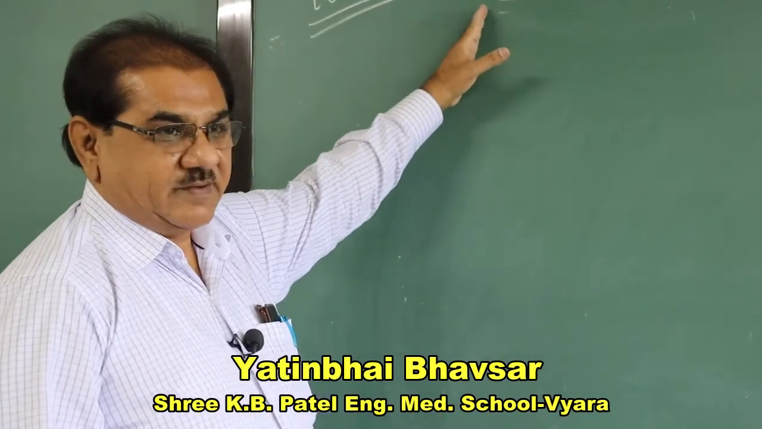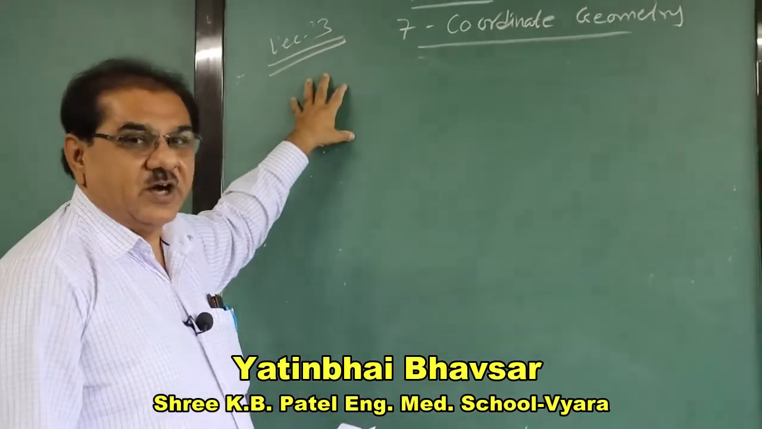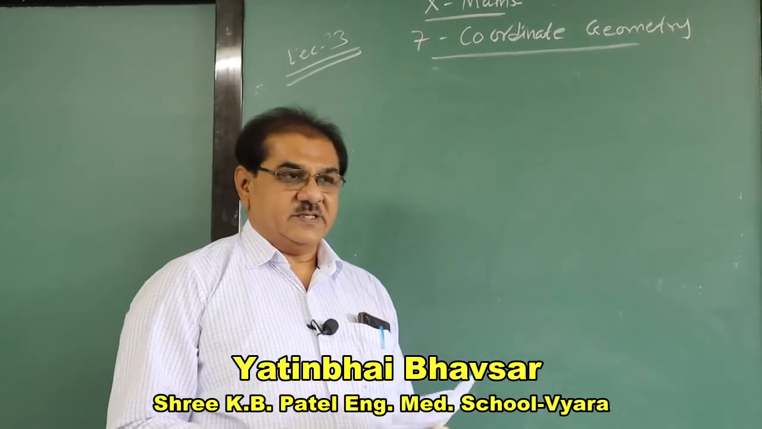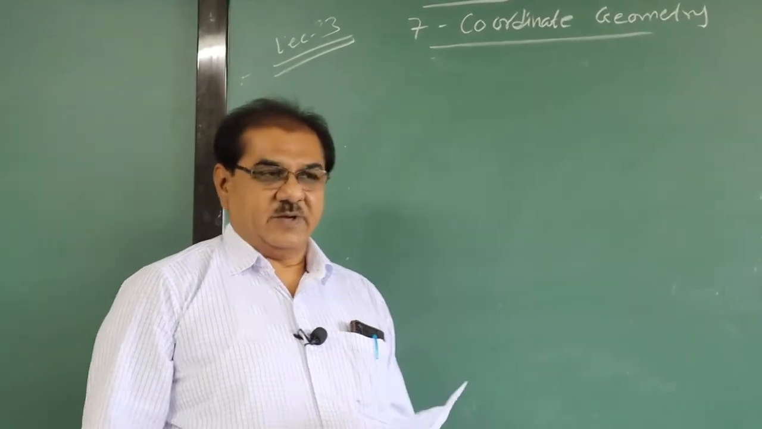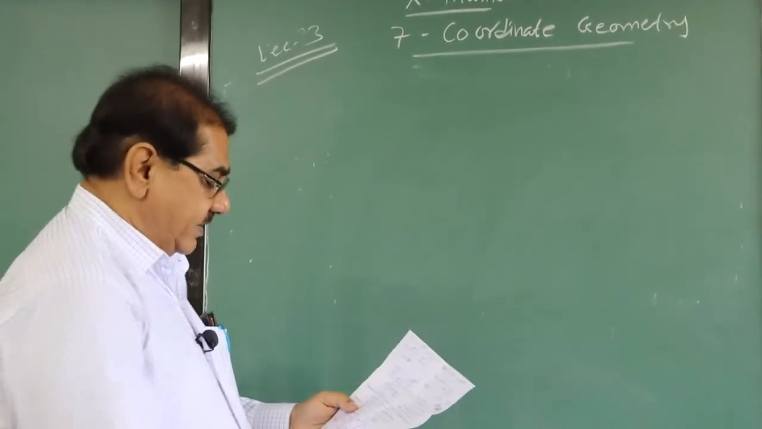Now in chapter number 7, standard 10 maths, coordinate geometry, this is my third lecture. In the second lecture we have seen certain graphs and we have taken one example of the text. Now we take the second example of this text.